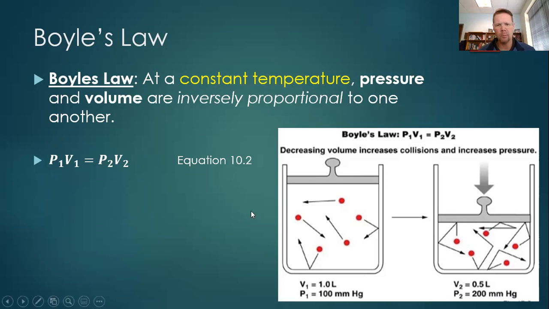So here, P1 is the pressure of the first scenario, 100 millimeters of mercury. Our volume is 1 liter. If I decrease the volume to half a liter, I'm going to inversely increase the pressure. The result is a doubling of the pressure, so that we get the same number. 1 times 100 equals 100. That's the pressure times the volume of circumstance 1. And 200 times 0.5 equals 100. And so P1 times V1 equals P2 times V2.